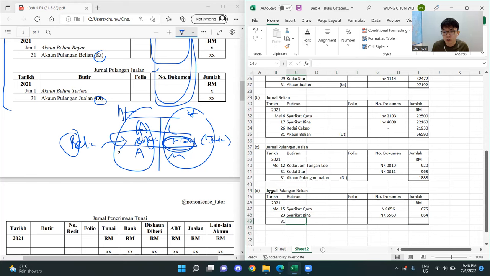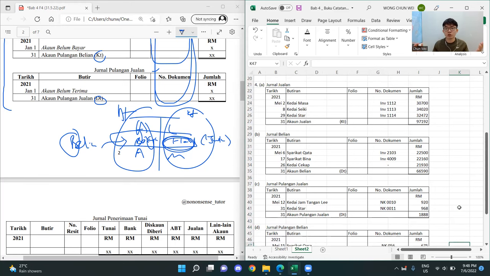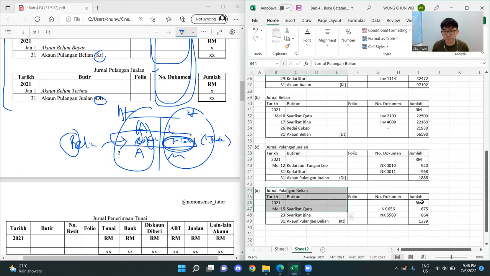So same thing, journal change to account pulangan belian. So belian, pulangan belian will be opposite. So if belian is debit, pulangan belian will be credit. This will be two times. Okay, so jumlahkan. That's it. So this is your jurnal khas. Jurnal jalan, belian, pulangan jalan, pulangan belian. Okay, kena.